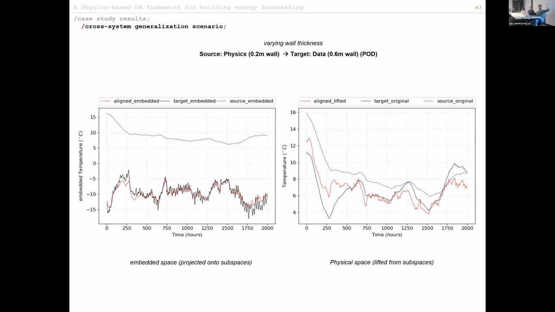On the left-hand side is what happens when you project the source and target data onto the individual subspaces. You can see the top time series is a projection into the embedded space coming from the physics-based model, and the noisy signal is projected from the target, and the transformation happens quite well. The red line fits quite nicely to the actual, but when lifting it back up to the real space, it loses that alignment, and this is an issue that needs to be resolved.